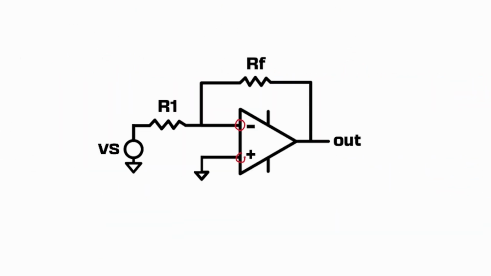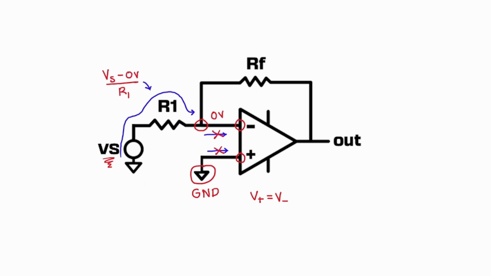Like our non-inverting op-amp configuration, we can assume that the voltage at the negative and positive terminal are equal. This means that the voltage at this node is equal to 0. Therefore, we know the current through this branch is going to be our V source minus 0 volts all over R1. Our current through our feedback loop is going to be 0 volts minus V out, all over R feedback.